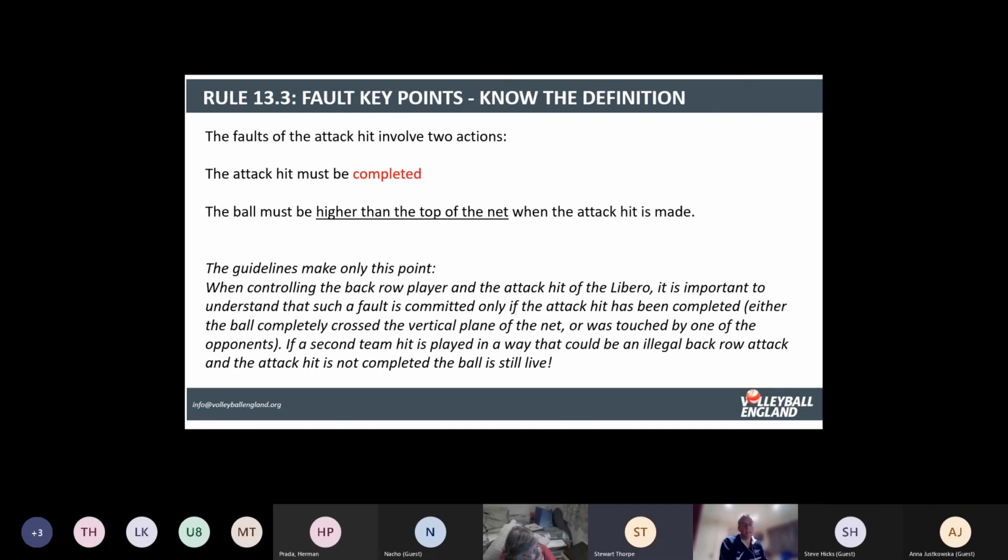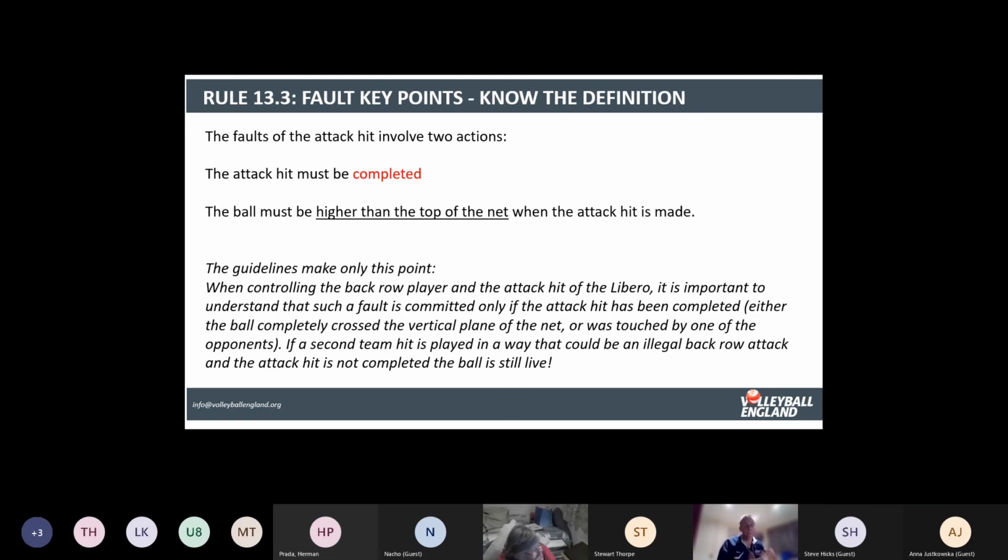And the guidelines make only one point on this, and they say when controlling the backward player and the attack hit of the libero, it's important to understand that such a fault is committed only if the attack hit has been completed. Either the ball completely crossed the vertical plane of the net or was touched by one of the opponents. If a second team hit is played in a way that it could have been an illegal back row attack and the attack hit is not completed, then the ball is still live.